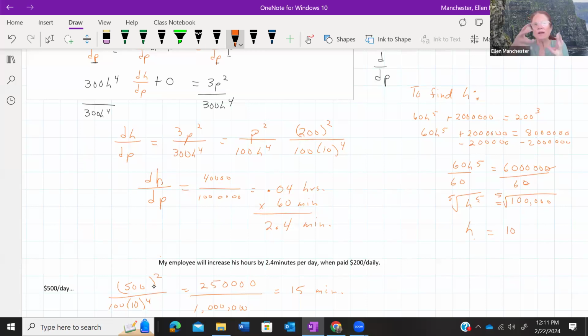Okay, so that's one example of what we're going to be doing next week. We're going to do a lot of related rates, and we're only focusing next week on related rates so that you guys can have time to get ready for your next test. Okay, all right, any questions?